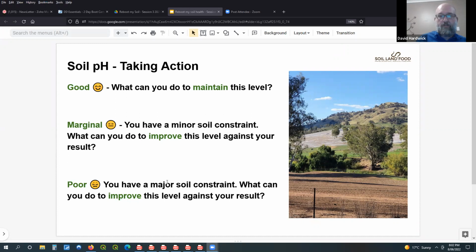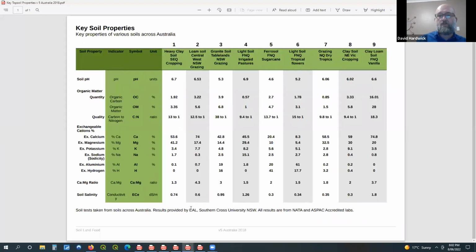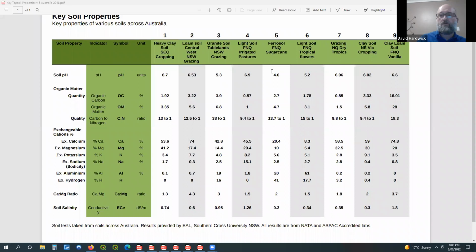Yeah, so just to finish that off, Charlotte, I'll show you an example from 9 soils, and those of you that have been on the previous webinars will know that I've got these 9 soils that we've been looking at, and we were looking at their total fertility. But here's the 9 soils and their key soil health properties, and here's pH at the top, so hopefully everyone can see that.